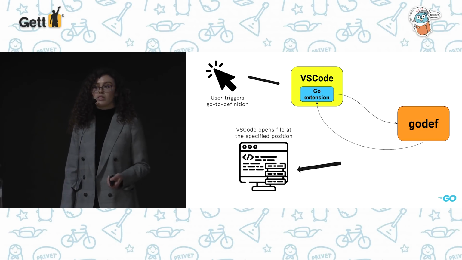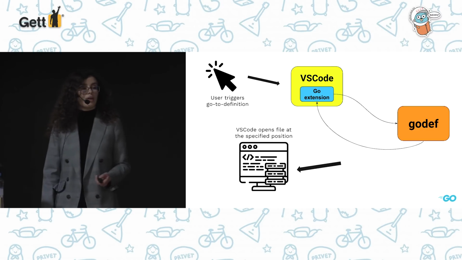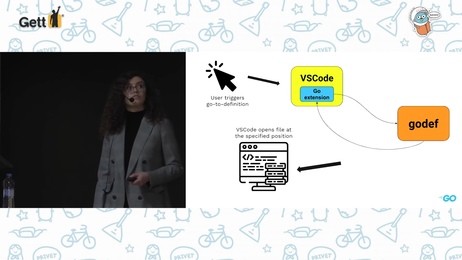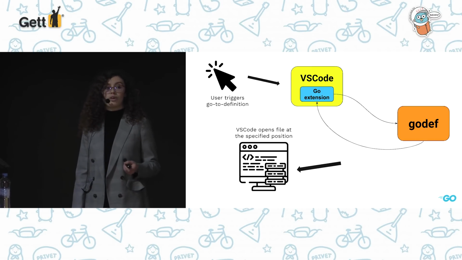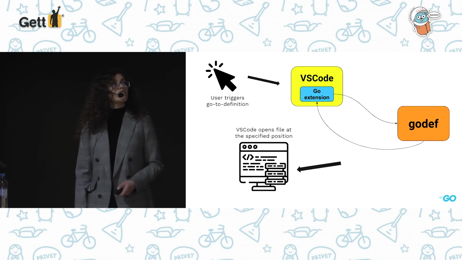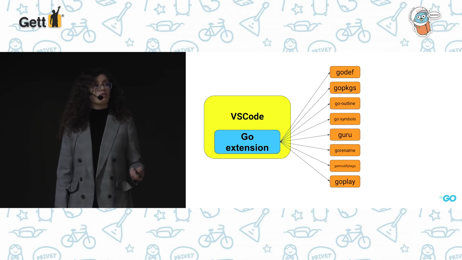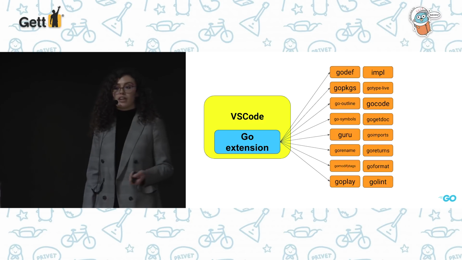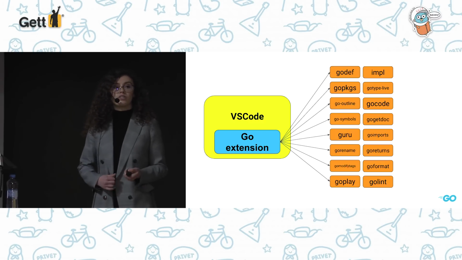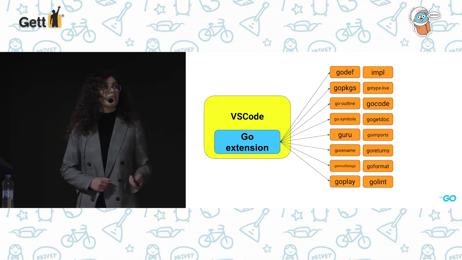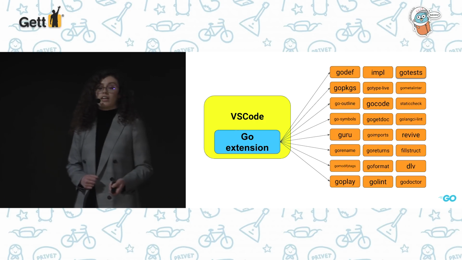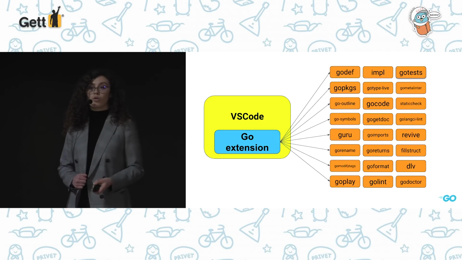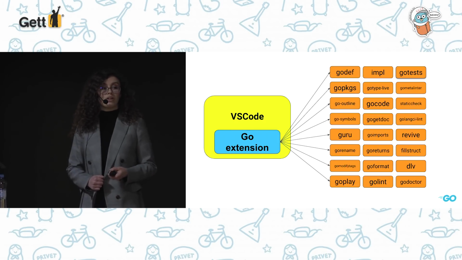So this all seems quite simple, but it becomes very complicated when you think about all of the different features that VS Code actually supports. Every one of these features is provided by a different Go tool. Every feature has its own command line interface, its own input and output format, and each tool is written by and maintained by a different person, or by a different group of people, or by no one.